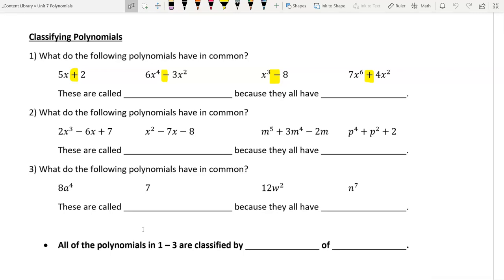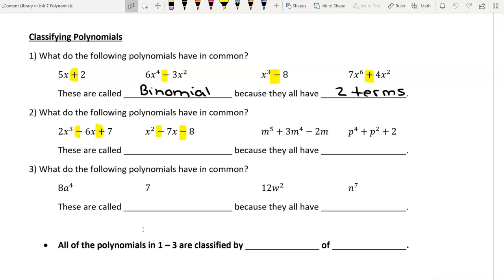So what these are called are binomials. Make sure you spell these correctly because you will get it counted wrong if you do not spell it correctly. And binomial means there are 2 different terms. So there's only one plus or minus sign, and there's 2 different terms in each of those. The next one, we can kind of do the same thing.